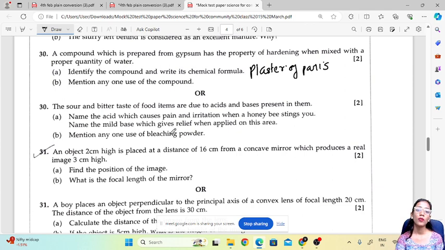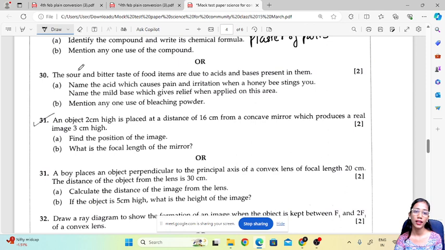Okay, now I am going to solve the second option. The sour and bitter taste of food items are due to acids and bases present in them. Name the acid which causes pain and irritation when a honeybee stings you. Okay, which is this acid? This acid is methanoic acid. The acid over here is methanoic acid.